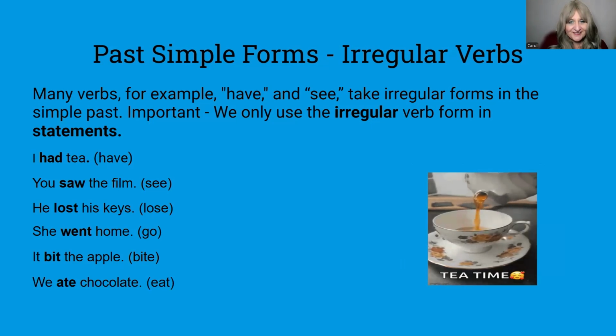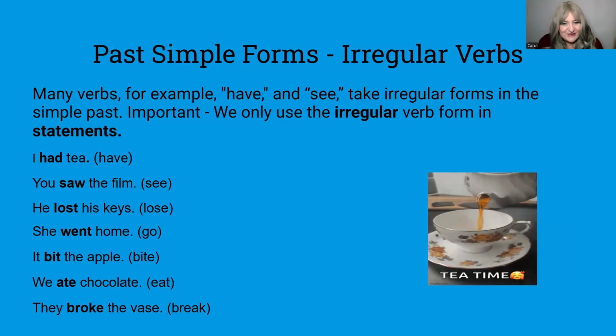We ate chocolate. Ate is the irregular form of eat. They broke the vase. Broke is the irregular form of break. There are many, many more irregular verbs, but here are just a few examples. There are no rules, I'm afraid, when it comes to learning irregular verb forms. I'm sorry, but you just have to practice and practice and practice. And the more you practice, the quicker you learn them.